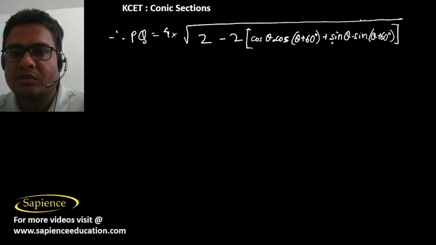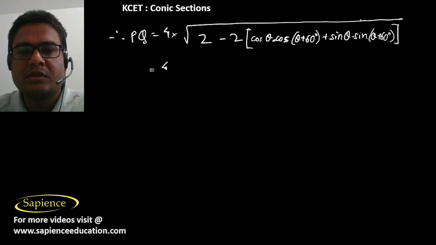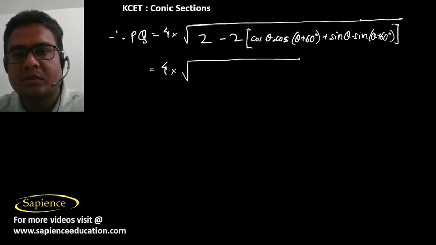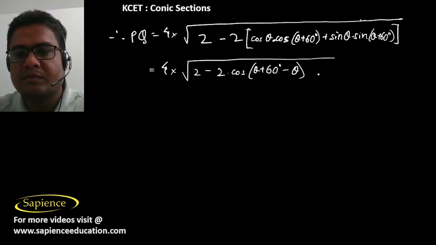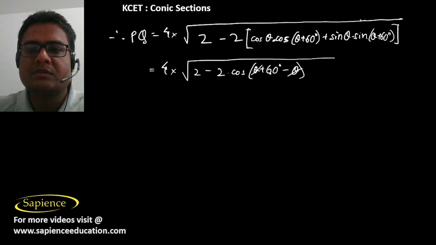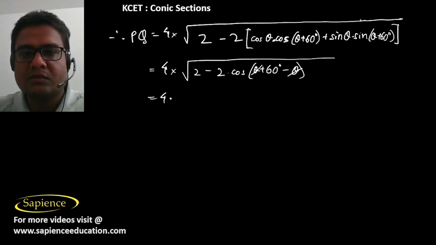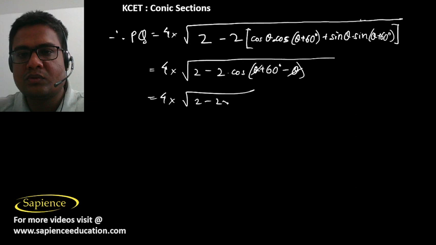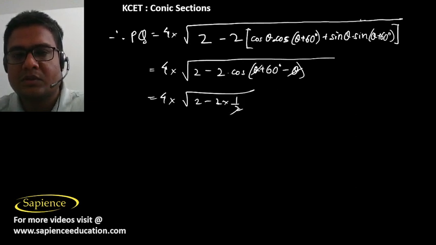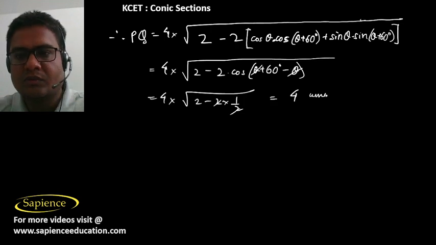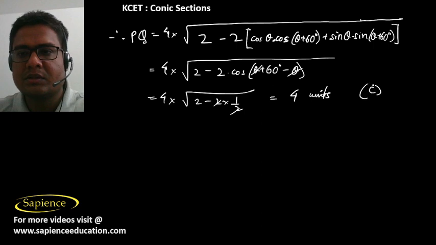So we know that cos A cos B plus sin A sin B is cos A minus B. So this can be written as 4 into root over 2 minus 2 into cos theta plus 60 minus theta. So theta and theta will cancel. So this is cos 60. This is 4 into root over 2 minus 2 into half. Cos 60 is half. So 2 minus 1, that is 1. So it is 4. So the answer is 4 units. So option C is the correct answer.